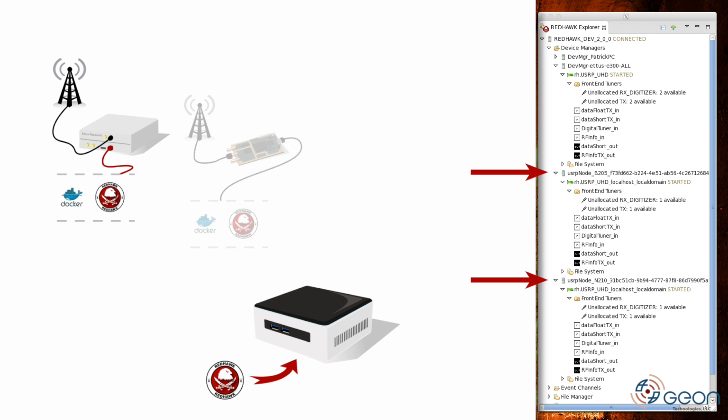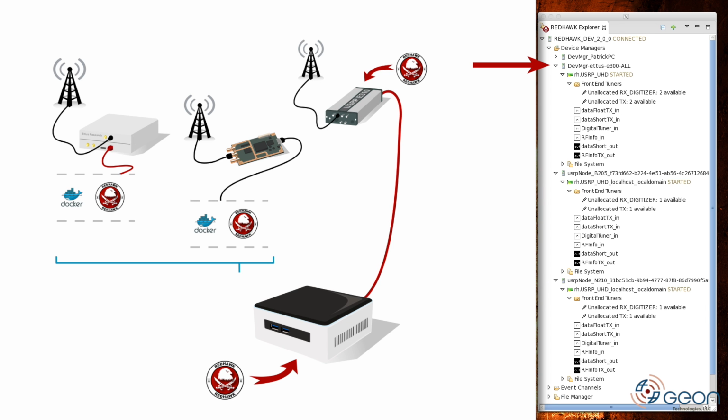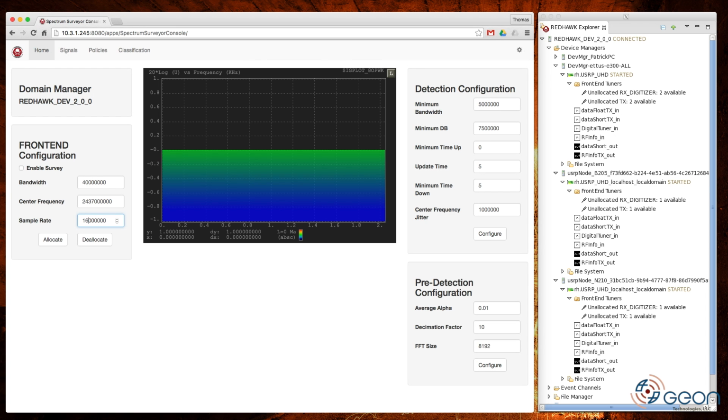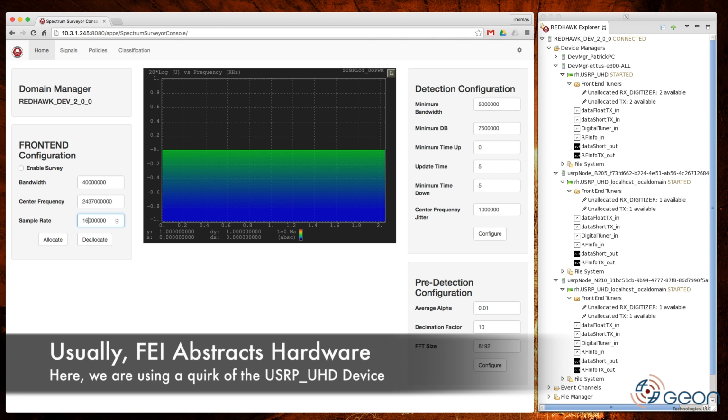The N210 and B205mini are each in their own Docker containers, and the E310, of course, has its own OS, so RedHawk is running locally. The host system also has RedHawk installed, but it's an RPM-based installation in CentOS. We're going to cycle through each of these using bandwidth as a way to single them out through allocation.